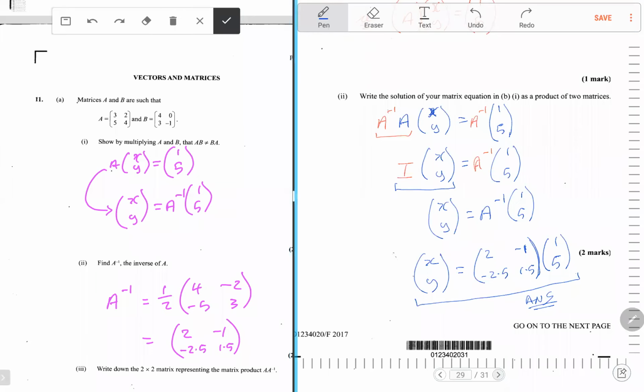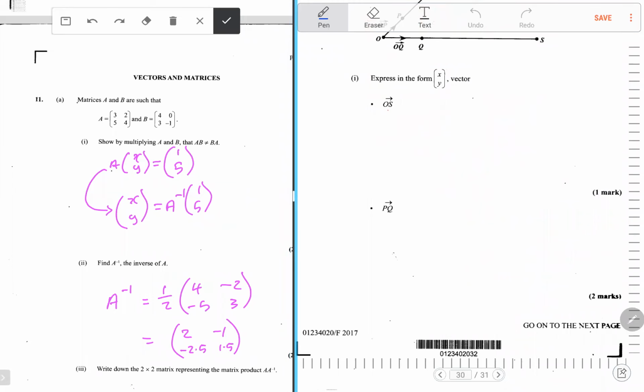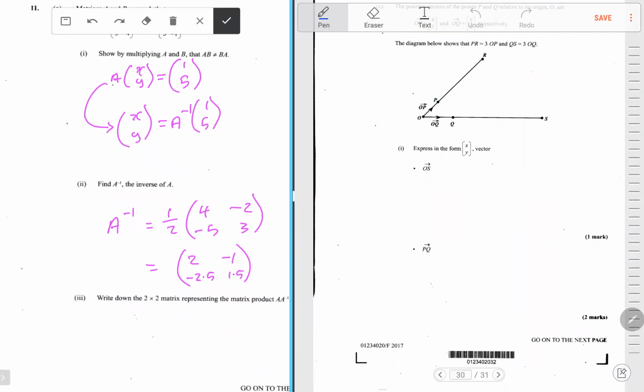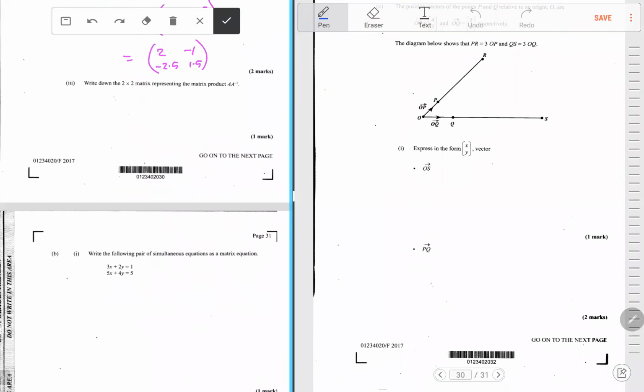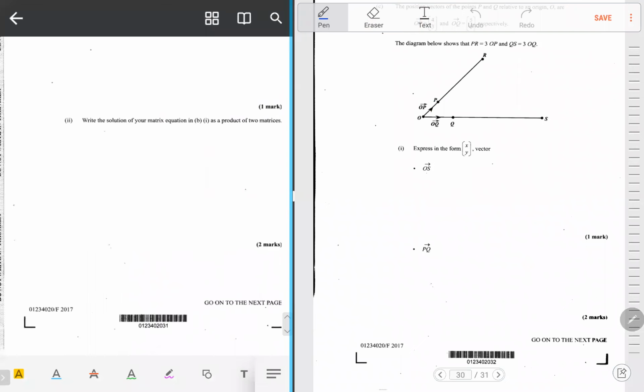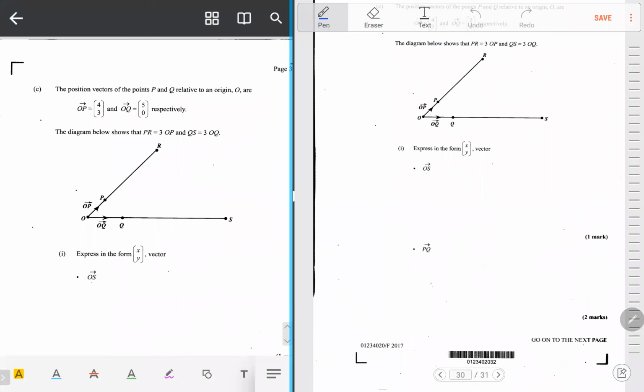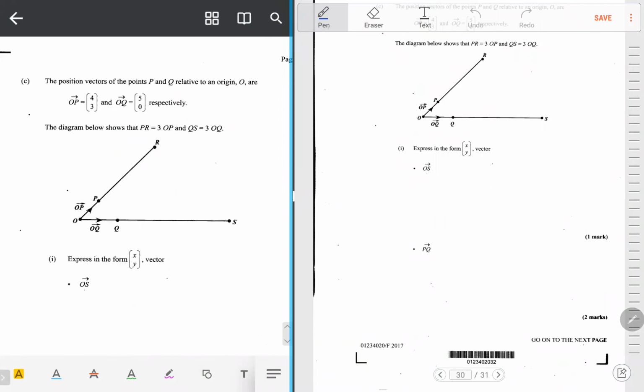Let's go over the last part now, which is our vectors. Let's go down here. What time is it now? You guys must be tired.